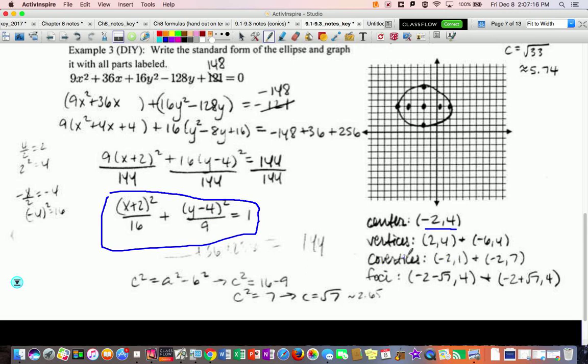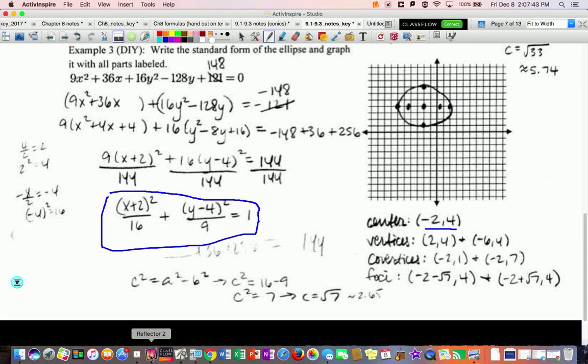people call those co-vertices. And then when you do your c squared formula, you take the big one minus the small one, so that's 16 minus 9, which is 7, and the square root of 7, which is about 2.65. Not quite 3. So you go to the left, so I would take my negative 2 minus the square root of 7, and take the negative 2 plus the square root of 7, and just mark them, and those are the foci.